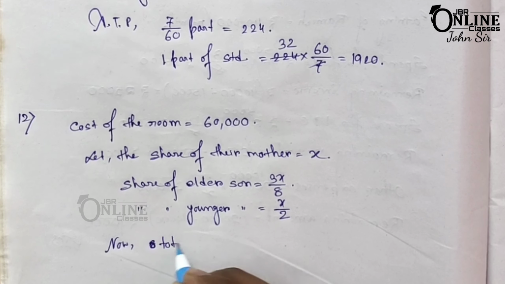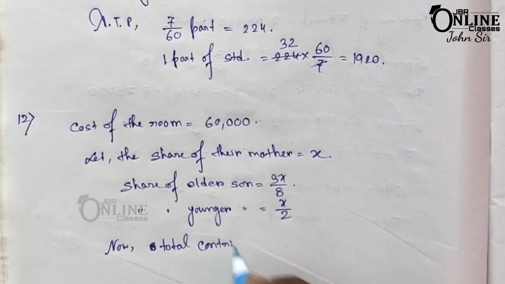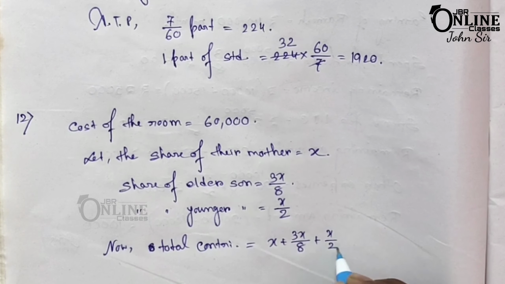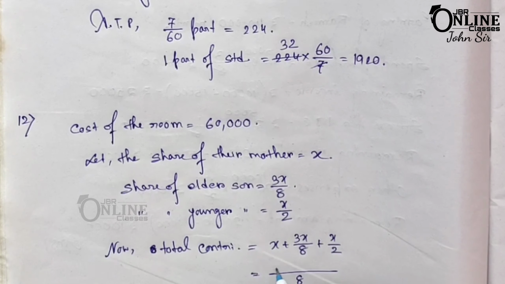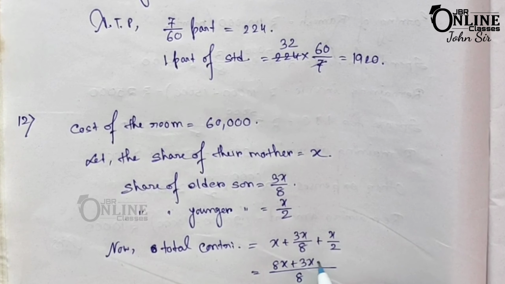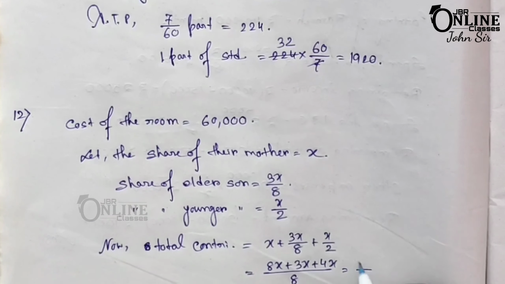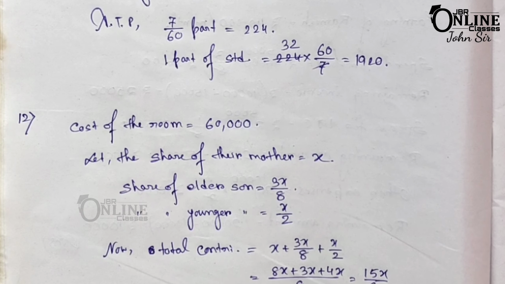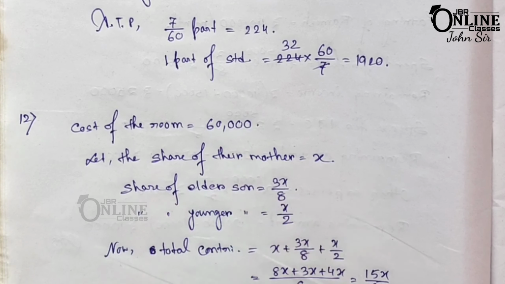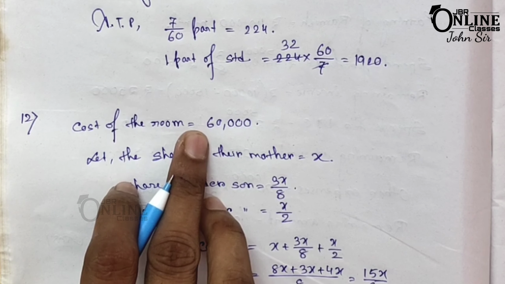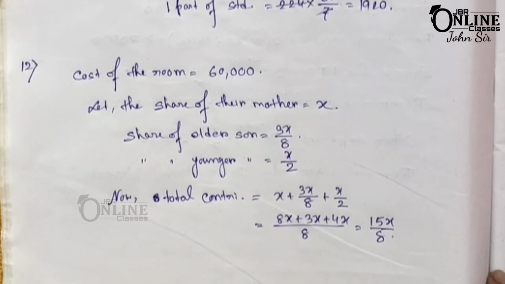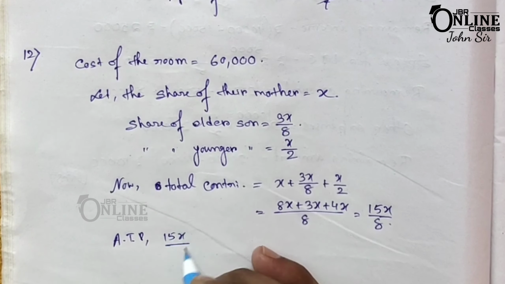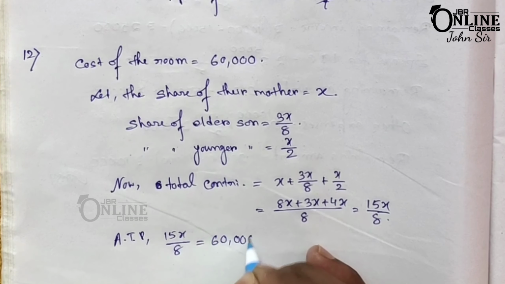Okay, so now the total contribution equals x plus 3x by 8 plus x by 2. So here the LCM is 8: 8x, 3x, 4x. So 15x by 8. Okay, so 15x by 8 is the total contribution. That means this is the value which is equal to the total cost of the room. So according to the problem, 15x by 8 equals 60,000.